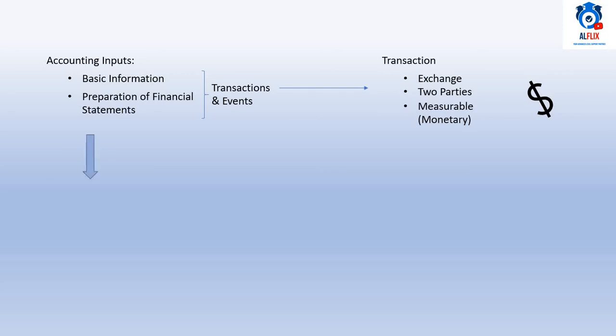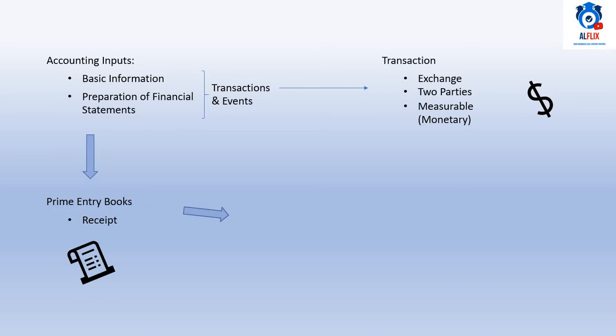Prime entry books. Here, relevant information, which are accounting inputs, will be recorded in relevant prime documents. As an example, when you receive money, the prime document is a receipt. Thereon, it will be recorded in ledger accounts, and then the trial balance is prepared.